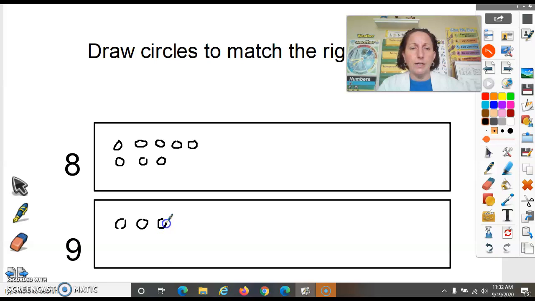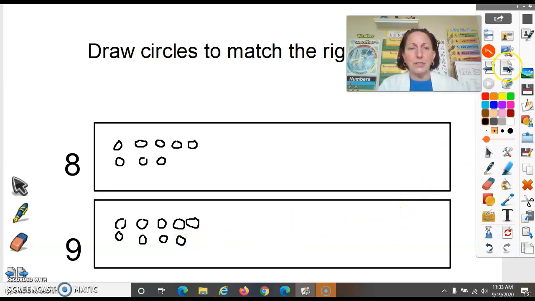So I'm going to start with drawing 5. And I always like to just go back and check to be sure I did 5. 1, 2, 3, 4, 5. And then I'm going to go 6, 7, 8, and 9. So I have 9 circles.